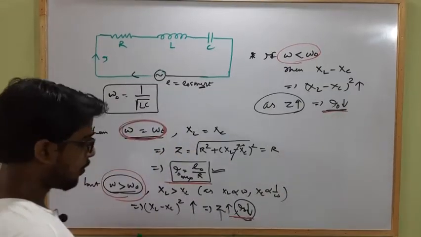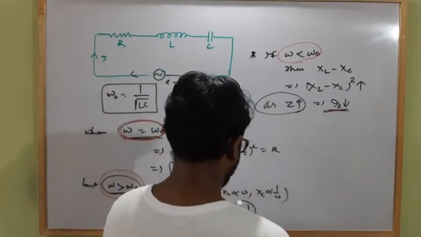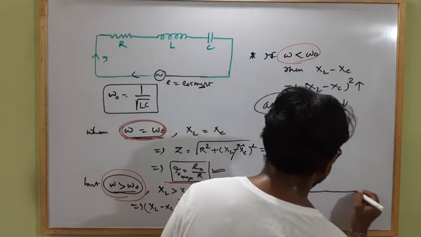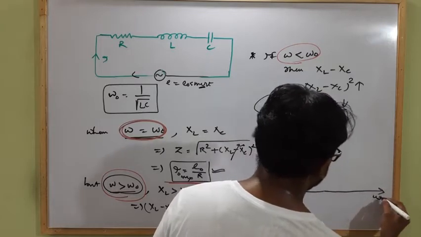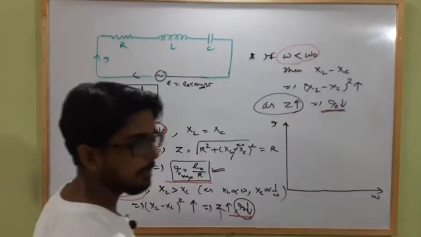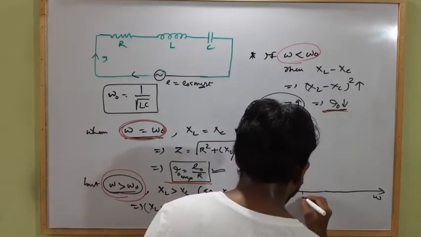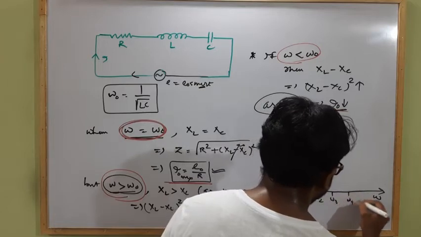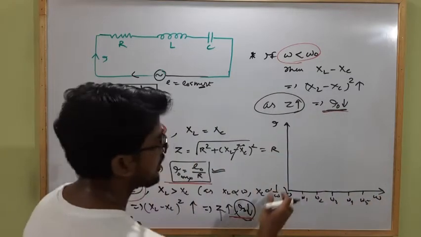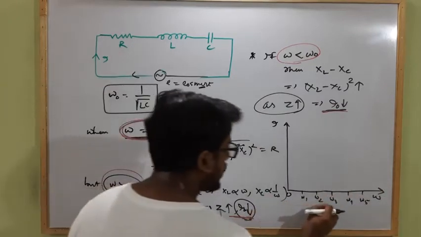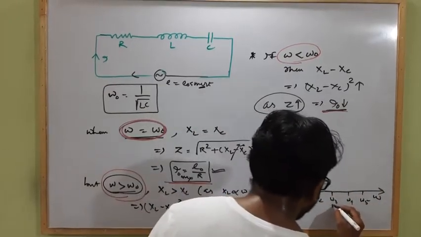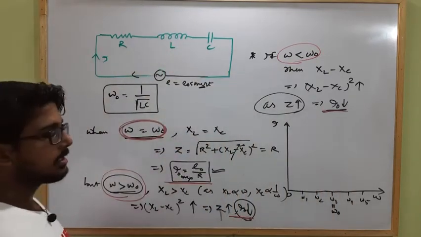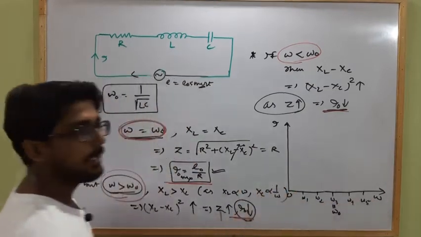So if we want to plot a graph between the frequency and current in an LCR circuit, it will be like this. Along this direction I am taking omega and along this direction I am taking I. Clear? So let there be some values, omega 1, omega 2, omega 3, omega 4 and omega 5. There are certain frequencies, and among all these, omega 3 is equal to the natural frequency omega naught of the given LCR circuit.